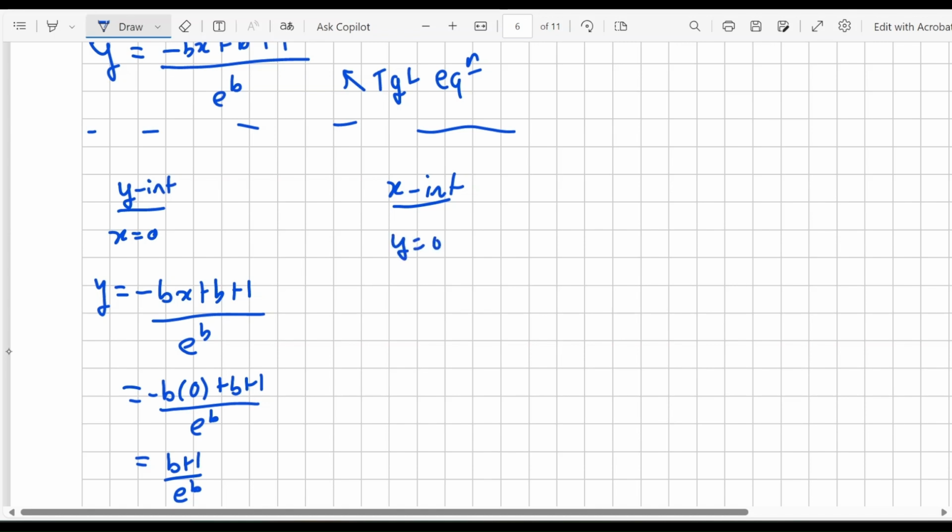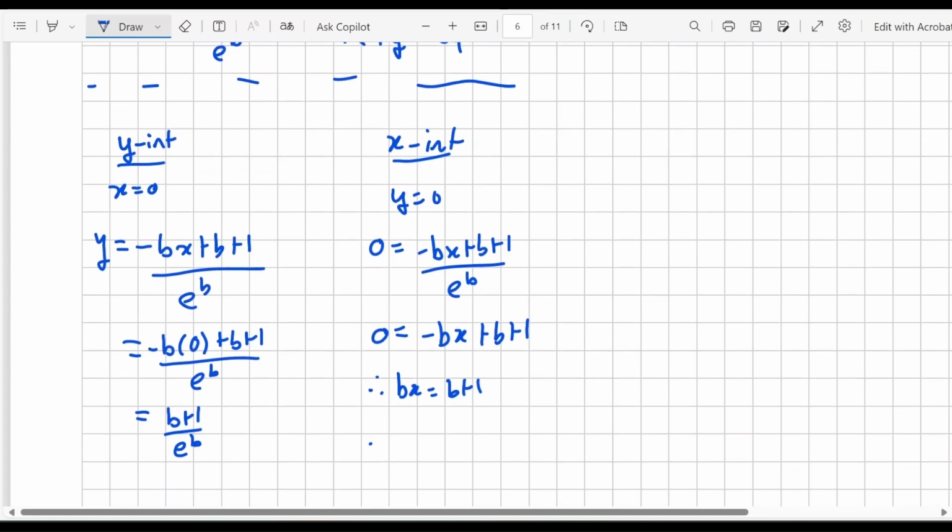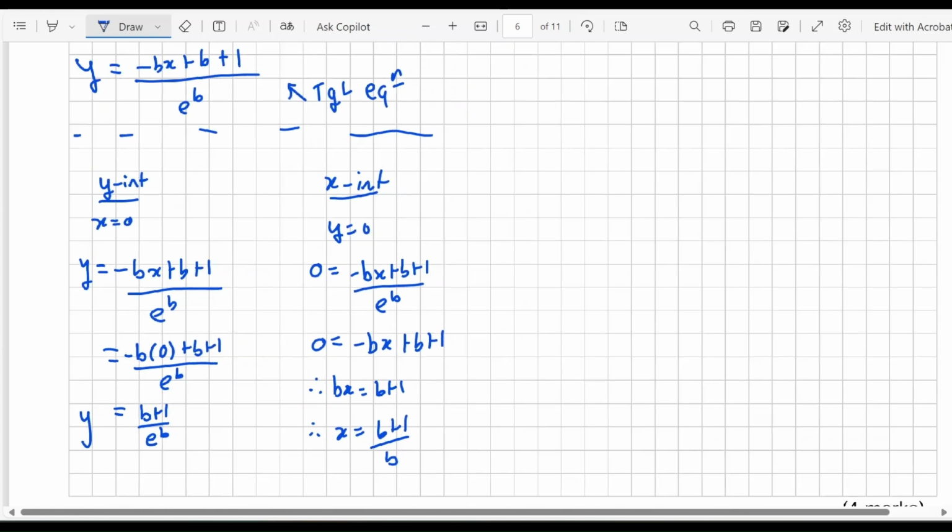The x-intercept happens when y is 0. So 0 equals minus bx plus b plus 1 over e to the b. So 0 just has to equal the top of the fraction there, as we discussed before. So bx is b plus 1. Therefore, x is going to be b plus 1 all over b, just like that. So that's our y-intercept and our x-intercept.